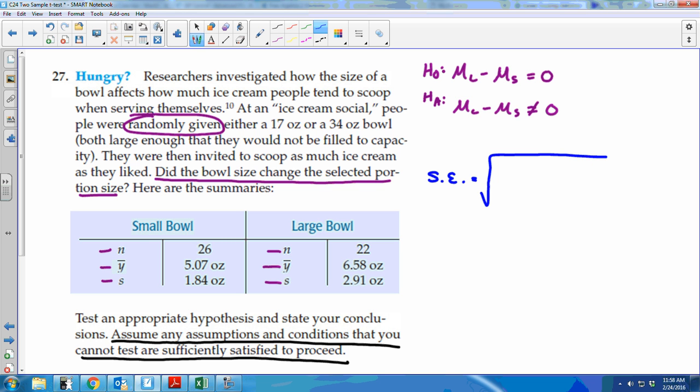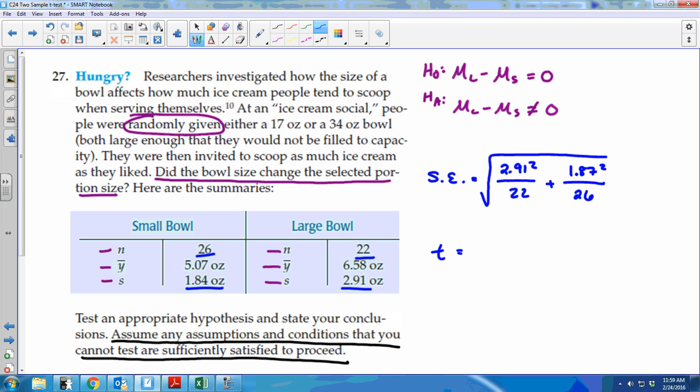We have the standard deviation of the large bowl, so 2.91 squared, over the sample size, plus the standard deviation of the small bowl squared over the sample size. You can figure that out if you want to. I'm just going to leave it like that. I feel like I've sufficiently shown that I know how to find the standard error.